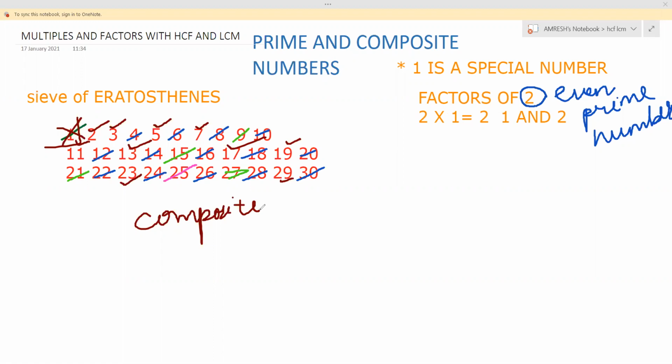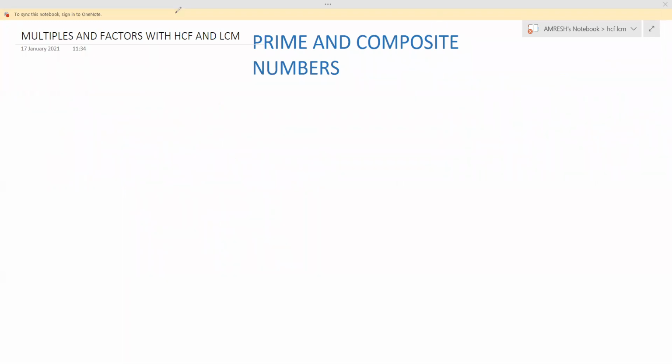Now we are going to read prime factorization. Very, very important. Prime factorization. What is factorization? To find the factors. Why is it prime factorization? To find the factors in the form of prime numbers.